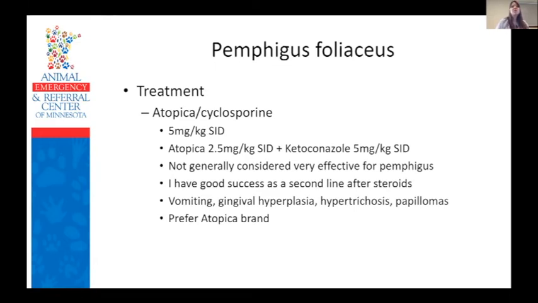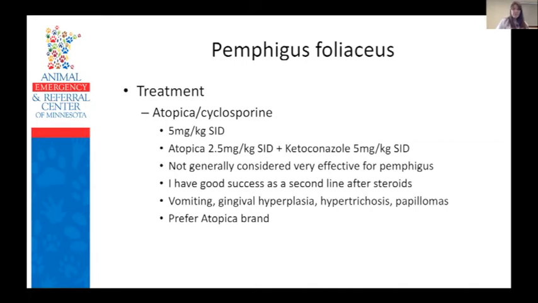If you read the literature for Pemphigus foliaceus, Atopica shouldn't really be a standard second line. I've had really good success, and that's actually what I've been going to lately, especially now that we have a pandemic and monitoring bloodwork is a little bit more difficult. Like I just started a case of Pemphigus with my bulldog on Atopica, even doing telemedicine, because it's the safest option for them. So these are my dosing. Like I said, I have really good success with it.